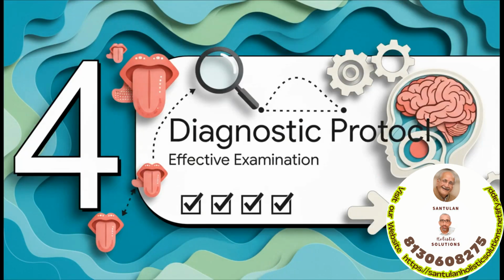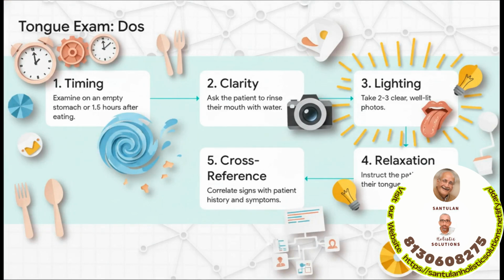Okay, we know what to look for, but how we look is just as important, if not more so. A sloppy examination leads to a sloppy diagnosis, so following a clear protocol is absolutely essential for accuracy. These 5 steps are really your foundation for an accurate diagnosis. Proper timing is key, because you don't want food residue confusing the picture. Good lighting is non-negotiable, and this one is so important. Ask the patient to relax their tongue. A strained tongue can hide things or even create false signs.